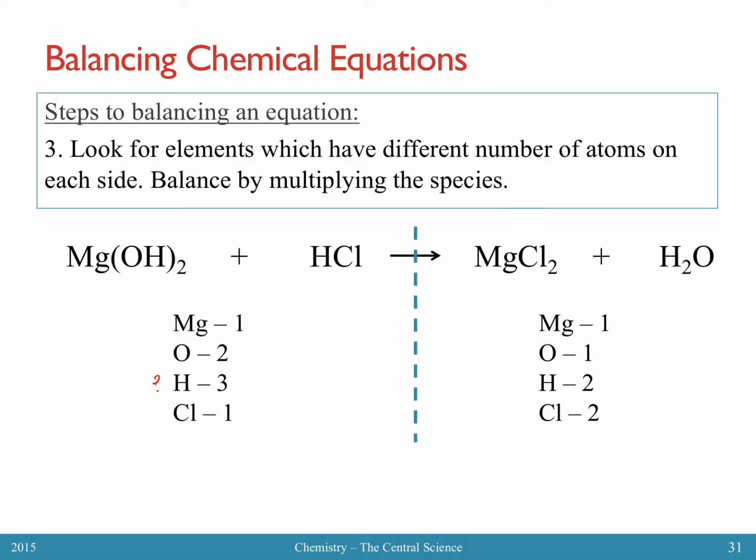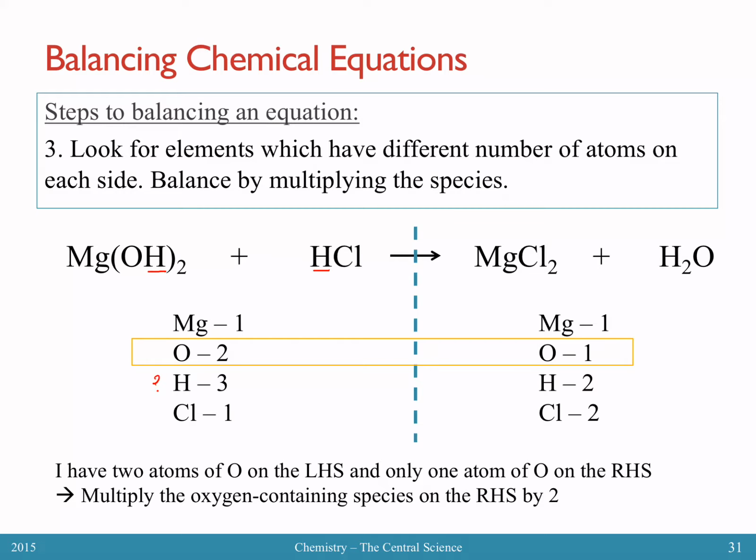Will you start with hydrogen? Okay, why or why not? You should not start with hydrogen because you can see that hydrogen appears in both magnesium hydroxide as well as hydrochloric acid on the left hand side. So you do not know which of them to change to make the other side equal. So what I arbitrarily try to do is, between oxygen and chloride, you can choose either one. What I decided to do is choose oxygen since it's at the top. So multiply the oxygen containing species on the right hand side by 2, because currently oxygen on the left hand side has 2, oxygen on the right hand side has only 1.